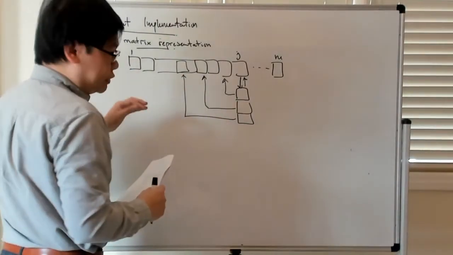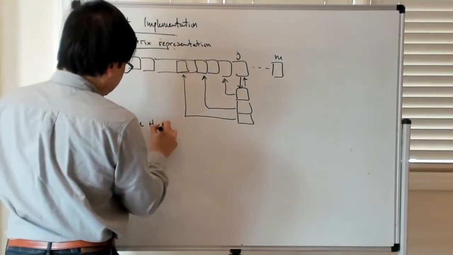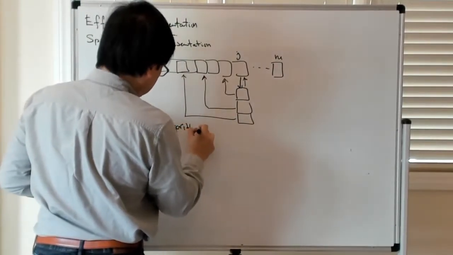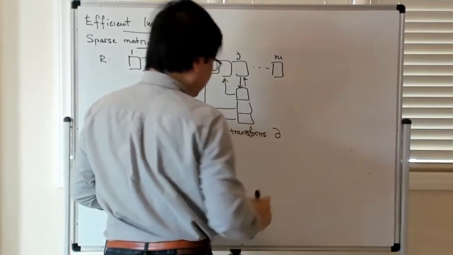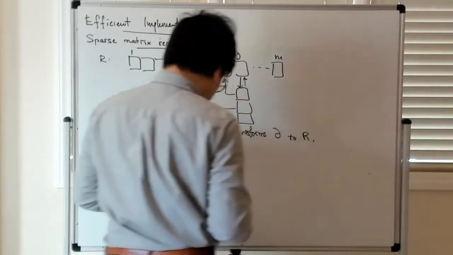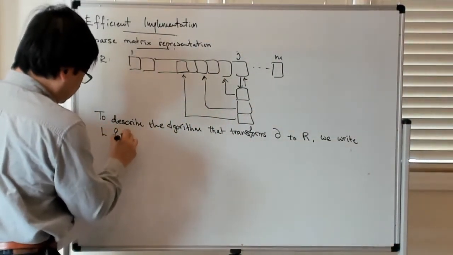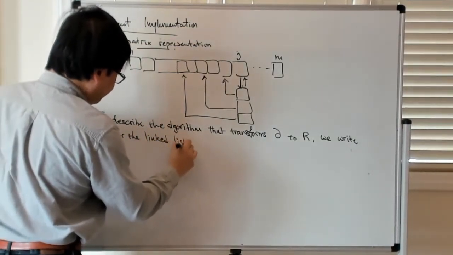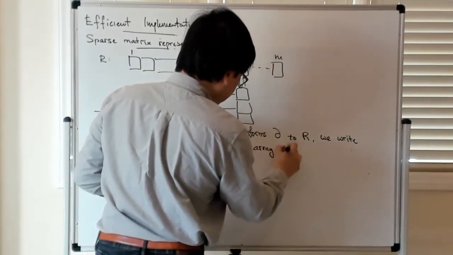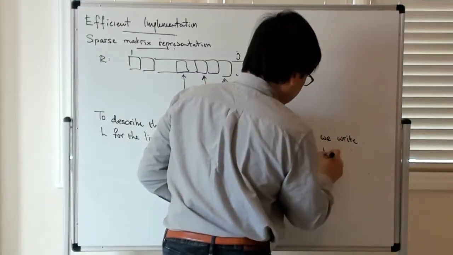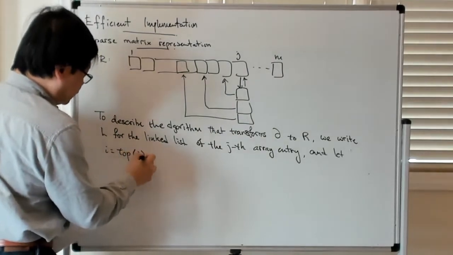All right. So now we're ready to describe the algorithm that transforms the boundary array to R. We write L for the linked list of the jth array entry, and we let I be the top index of this jth array entry.